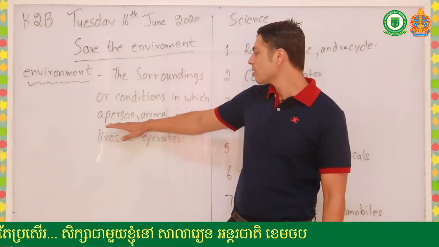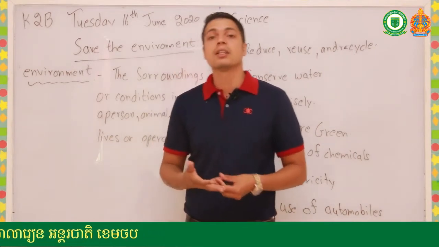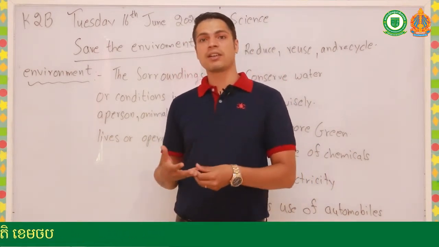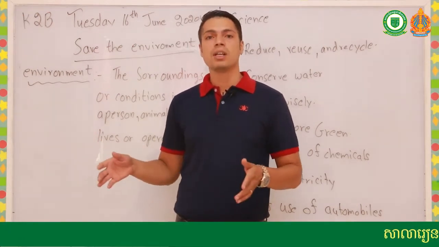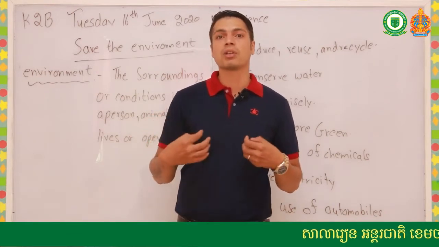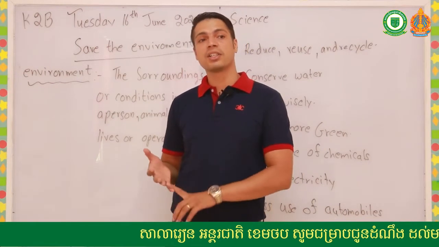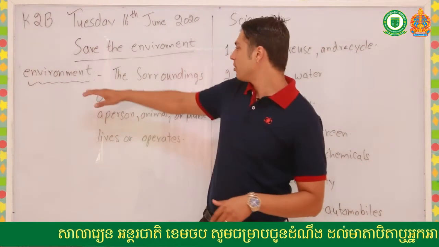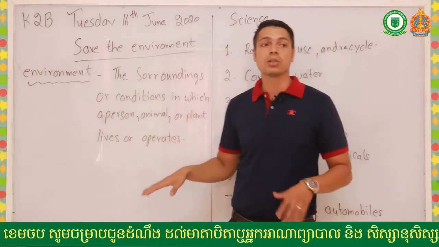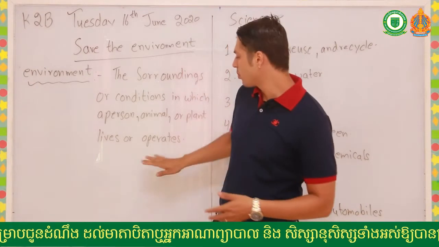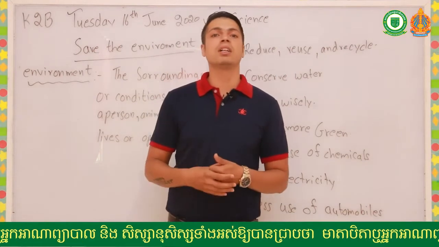So living things means person, animal or plants, all living things. Like animals, you know, they need the right temperature and the right area to live. Like we human beings, can we survive in the water for long? No. So that means we don't have the right condition and surrounding. So when we have the right surroundings or conditions, that means we can survive, we can live and we can operate. So how can we save our environment?